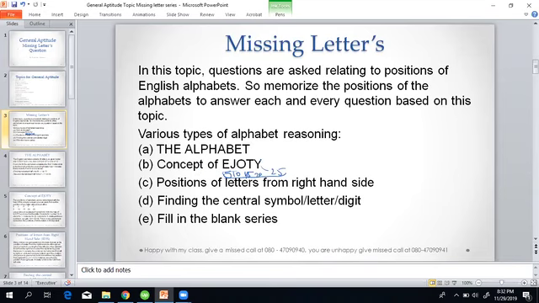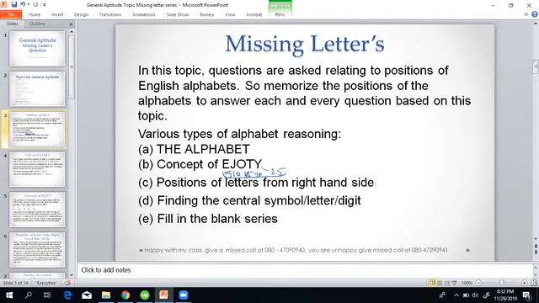The next one is positions of letters from the right hand side, because normally we count the alphabets from the left hand side, right? The position of A is first, the position of B is 2, according to the left hand side. But if the question is asked from the right hand side, the position of A will be 26, the position of B will be 25th, and the position of Y is 2 from the right hand side. So we have to remember all these things also.